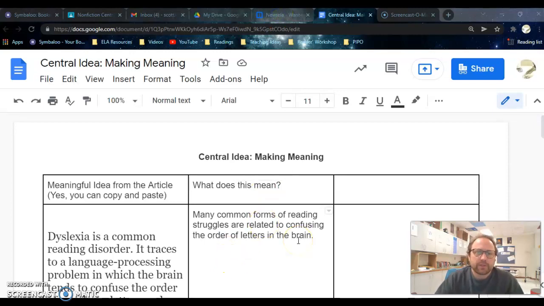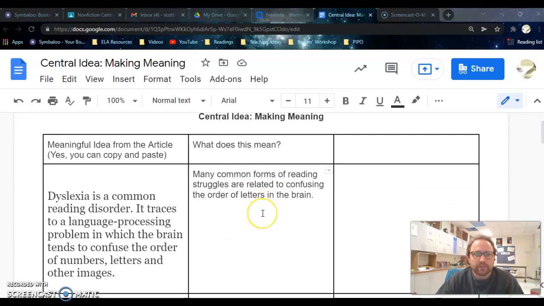Hey guys, this is for people at home and in class. I'm going to walk you through the directions to finish up the nonfiction unit. Remember, the goal here is that you are figuring out the central idea, using details to support it, and describing how those details create the central idea.